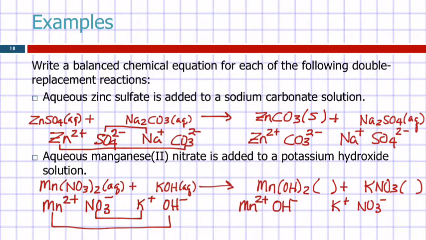Okay, now we have to check solubility. Manganese hydroxide. We go through the list. Hydroxides are generally insoluble except for group 1A, ammonium. And then calcium, strontium, and barium are slightly soluble. Manganese is not one of the exceptions. So manganese 2 hydroxide is insoluble. It is a solid. That's our precipitate. KNO3, soluble. Potassium compounds, nitrate compounds, always soluble.